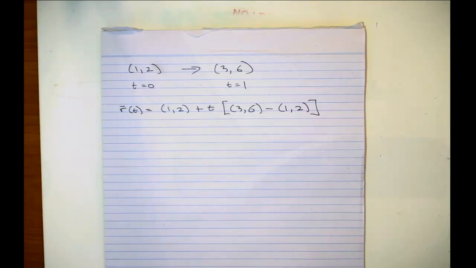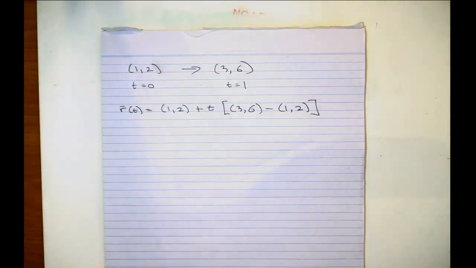And the reason is, well, when t equals 0, I want to be at the start point, don't I? So, of course, when t equals 0, I'm at the point 1, 2. Done. When t equals 1, I want to be at the end point, right? So if I plug t equals 1, the vector 1, 2 bits cancel, leaving me the vector 3, 6. So I'm at the end point. So this is the simplest vector valued function that will do this for me.